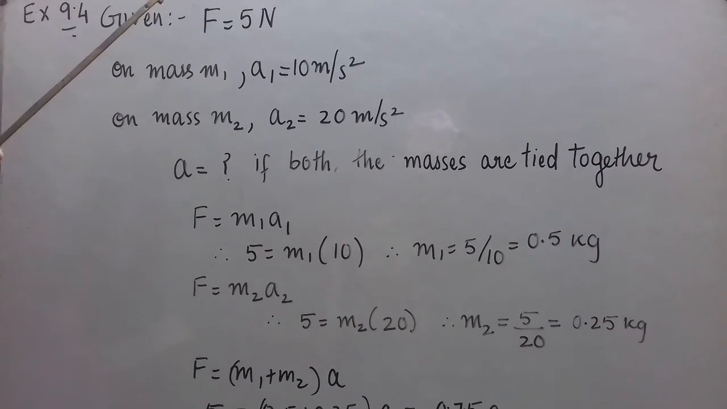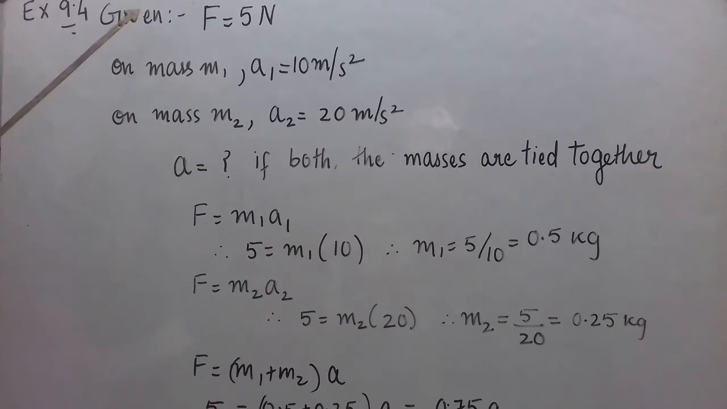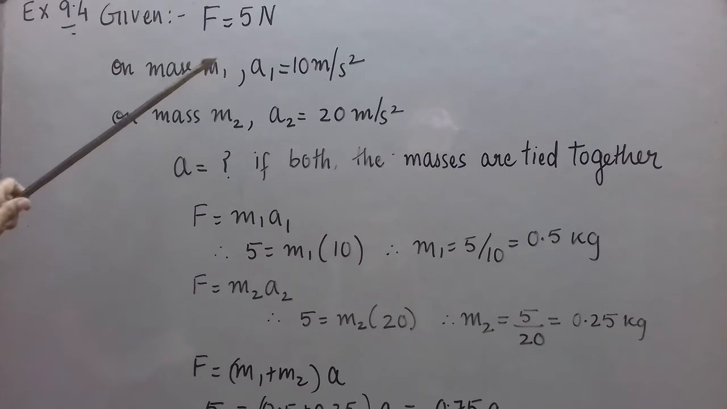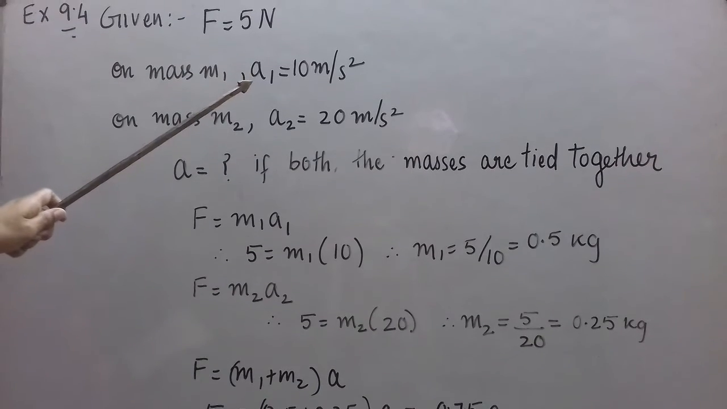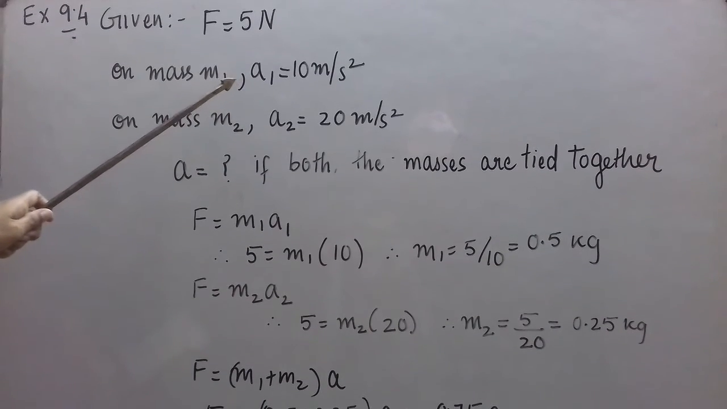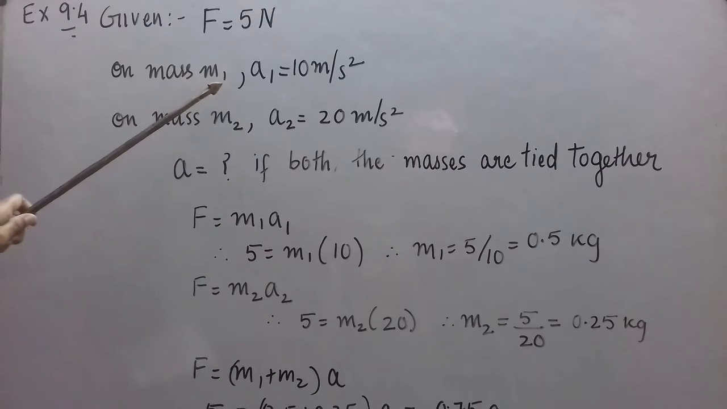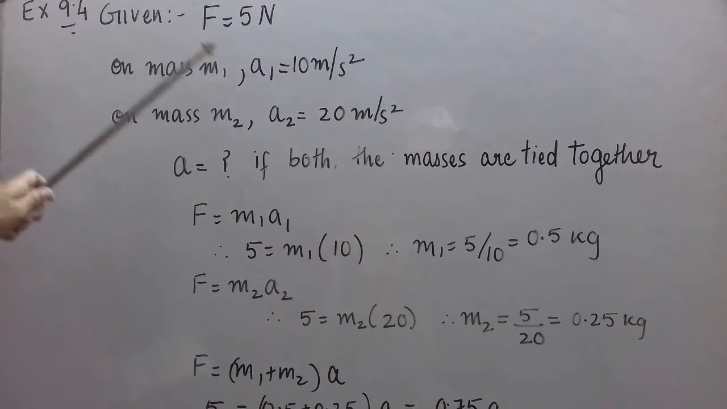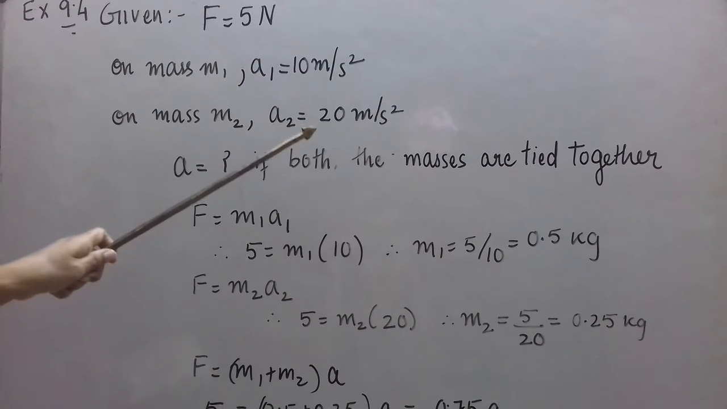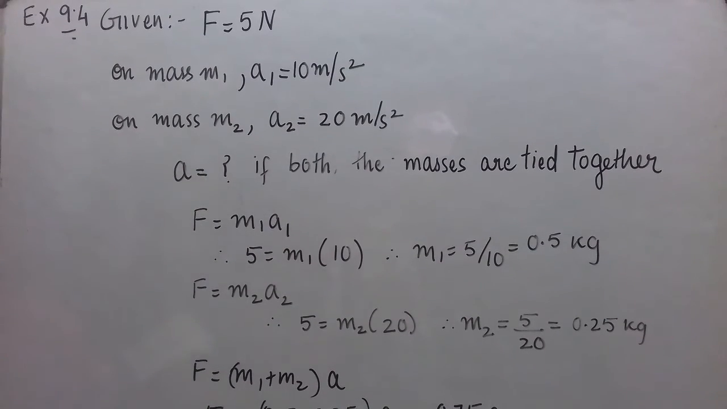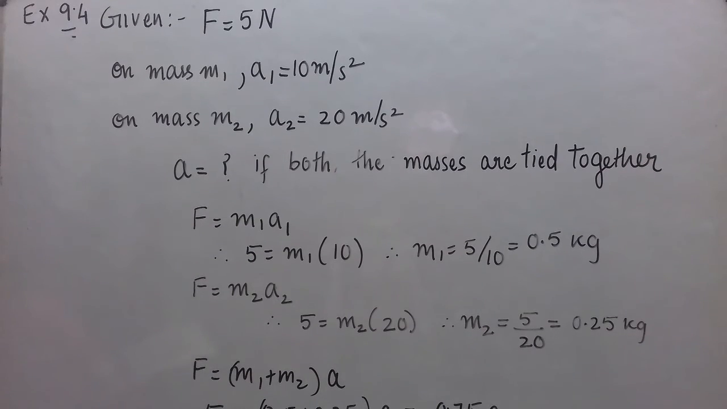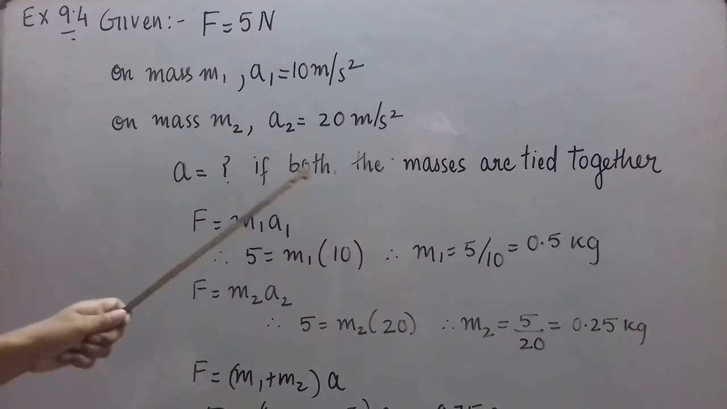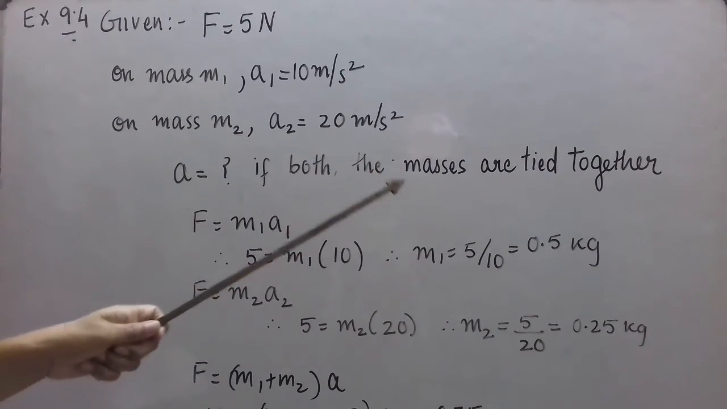It gives a mass m1 an acceleration of 10 meter per second square. So when this force is applied on mass m1, the acceleration, let us say a1, is 10 meter per second square, and on mass m2 this force produces an acceleration a2 of 20 meter per second square. The question is, what acceleration would it give if both the masses were tied together? So what is the acceleration a if both the masses are tied together?